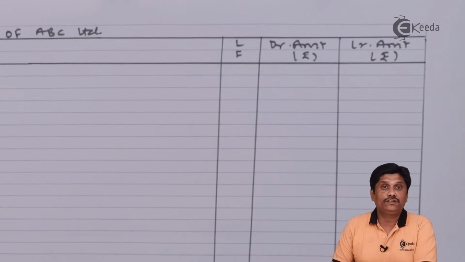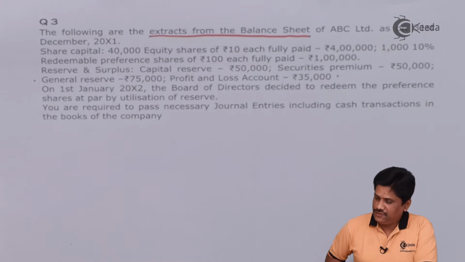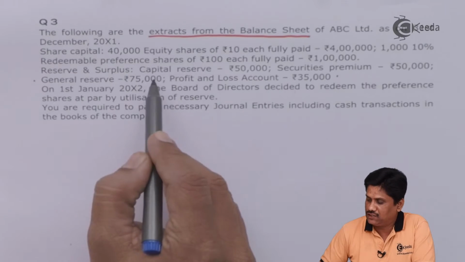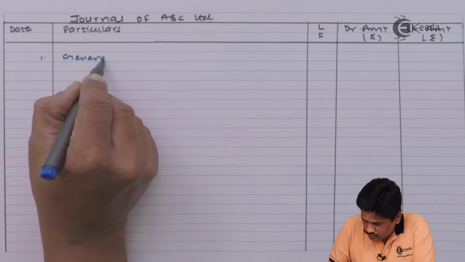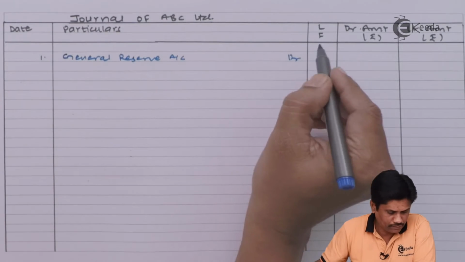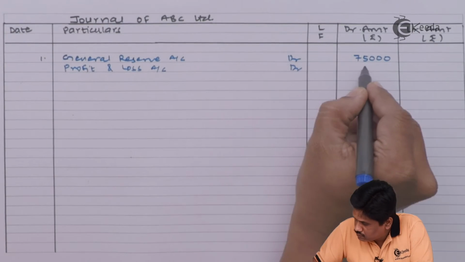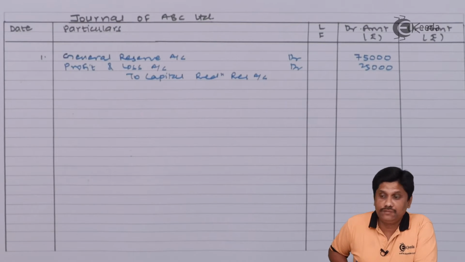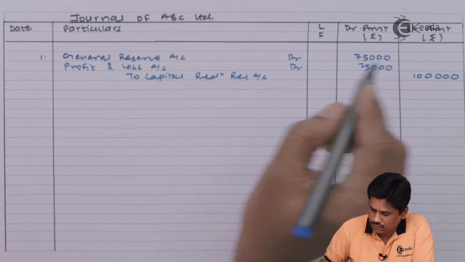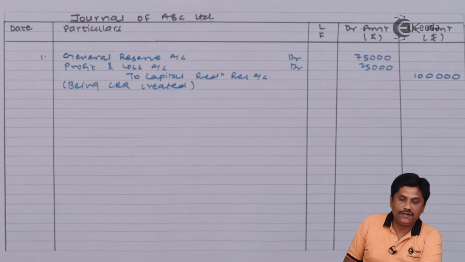Number 1. Before you begin with the redemption, you have to replace your capital. In our example, our preference share capital, you can notice, is 1 lakh rupees. So I have to replace my capital of rupees 1 lakh by capitalizing, rather by transferring, general reserve and P&L account to CRR. So my first entry will be general reserve account debit, P&L account debit, to capital redemption reserve account 1 lakh. Being CRR created. Very simple entry we have done.